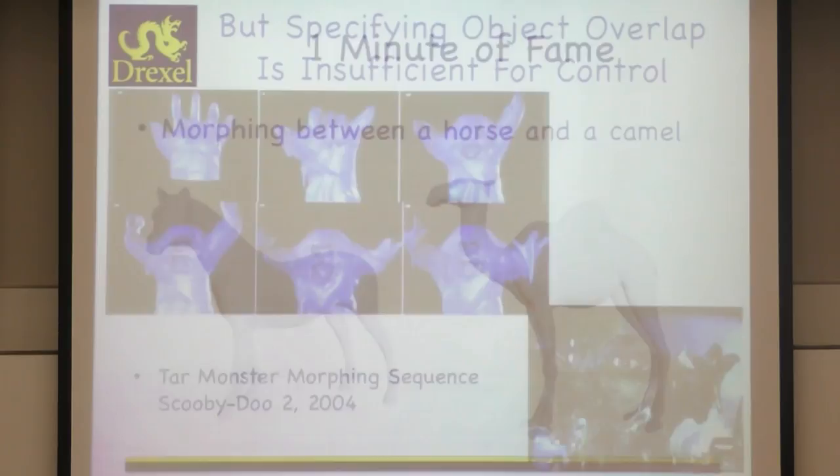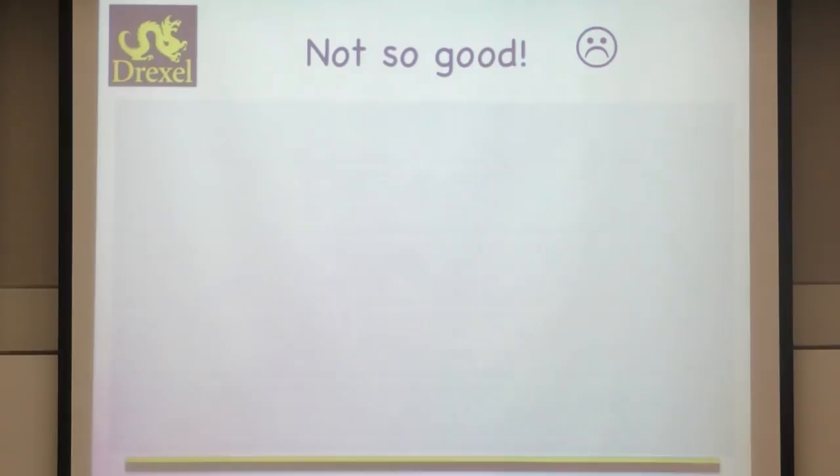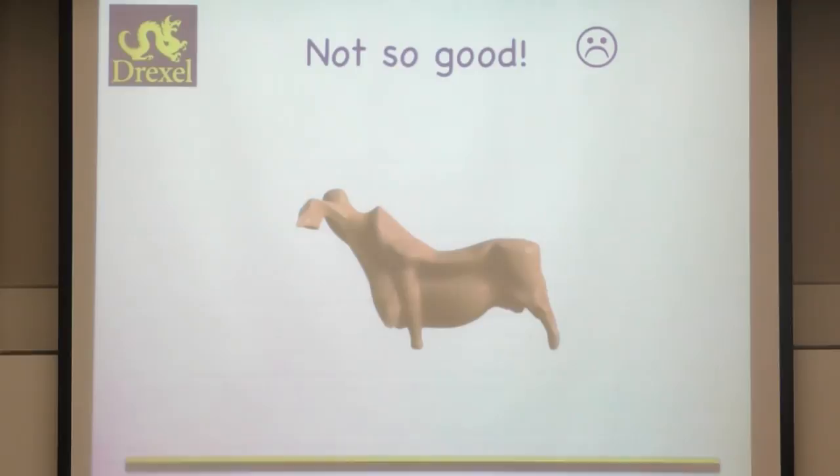Okay, but the way we did this was really pretty limited. The only control in the original method, the method that's now in OpenVDB, is that you have to overlap these things. Let's say you had this morph, and you got a horse and a camel. They look kind of similar, but you can see the horse is looking off to the left, and the legs. If you use just the overlap, you get something that's really not so good. Maybe you can get an idea why.